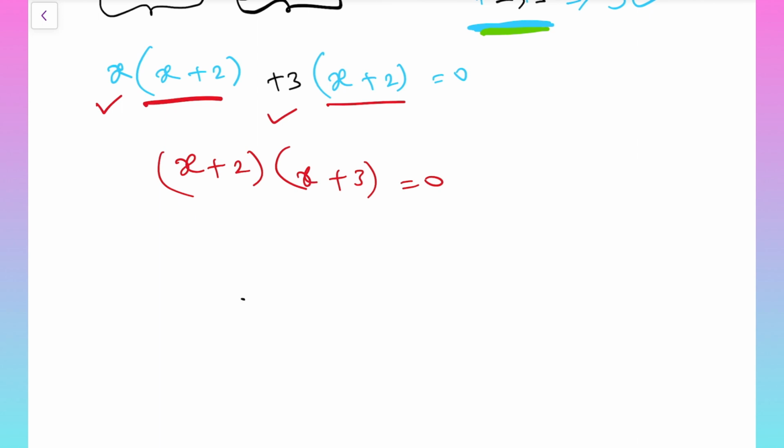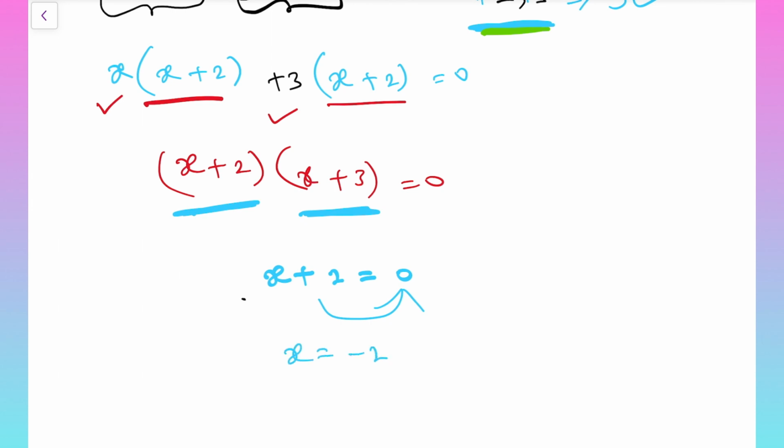Now make x plus 2 equals to 0, and x plus 3 also equals to 0. If x plus 2 equals 0, plus 2 if we take to the other side becomes minus 2, so x value is minus 2. The same way x plus 3 equals to 0, plus 3 taken to the other side becomes minus 3. So x is equals to minus 3. So the zeros or roots of the given quadratic equation are minus 2 and minus 3.